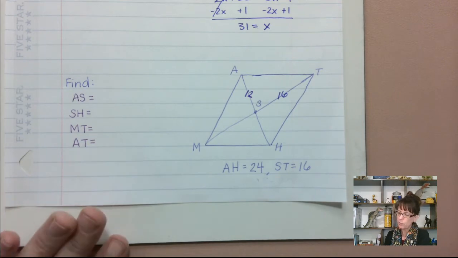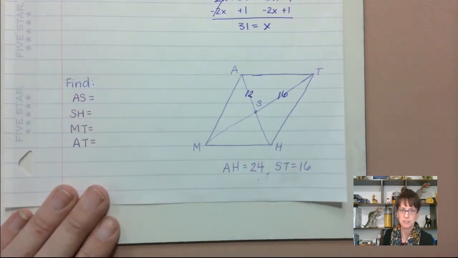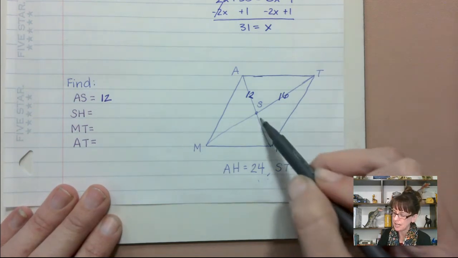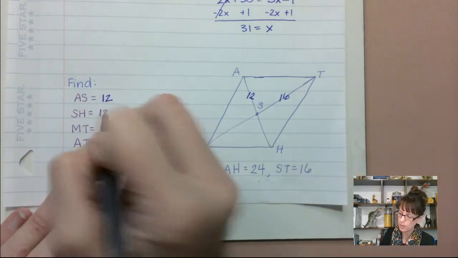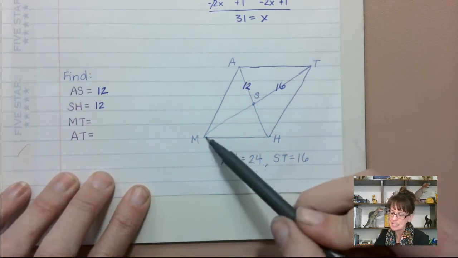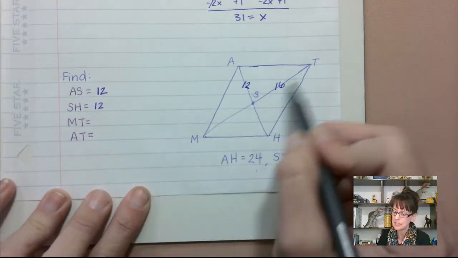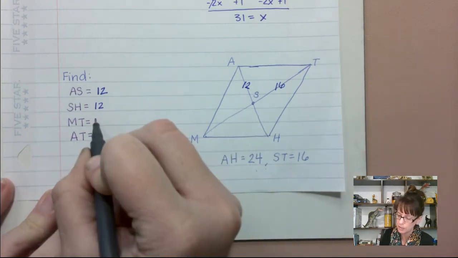All right, so what is AS? Well, AS, we just answered that. That is going to be 12. What is SH? SH is also going to be 12. Now, what is going to be MT? MT here is going to be 16 and 16, which gives us 32.